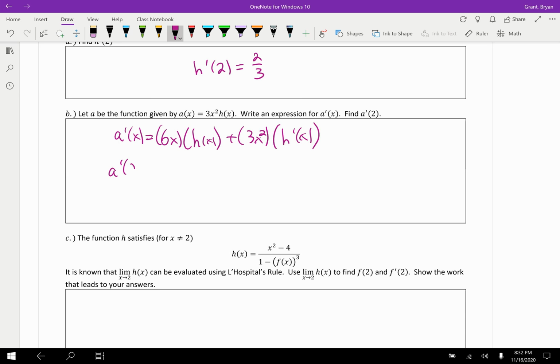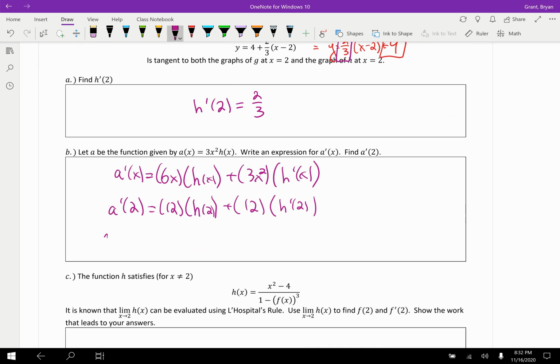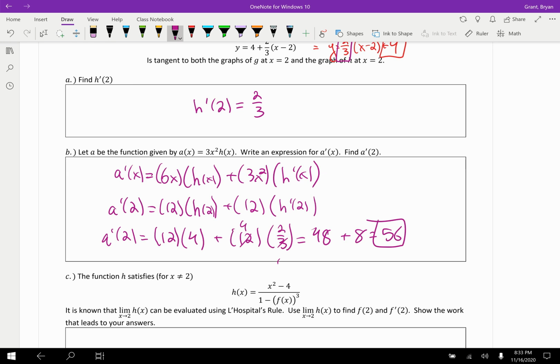Then we had to find our value at 2. So 6 times 2 is 12, h of 2, and then 2 squared is 4, 4 times 3 is 12, very nice, and h prime of 2. h of 2 we defined up above as 4, and h prime is 2/3. So a prime of 2 is 12, and then h of 2 we said was 4, and then 12, and h prime of 2 is 2/3, so cleaning this up, 48, let's see, let's reduce this one, 4 times 2 is 8, looks like 56.